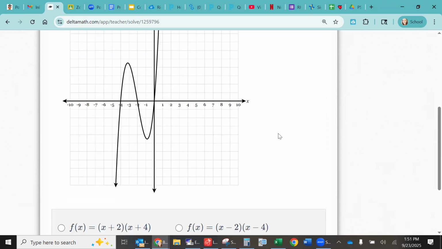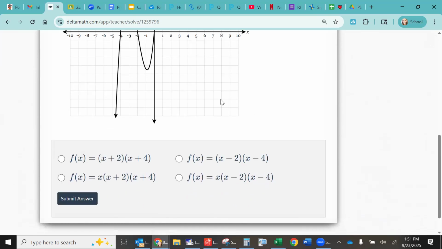So can you tell me, this is the third of the select equations from graph. Where does this cross the x-axis? 0, which means an x on the outside. Where else? -2, then what should the parentheses say? X plus 2, because remember how they're always opposites? And then it also crosses at -4, then what should the other parentheses say? X plus 4.